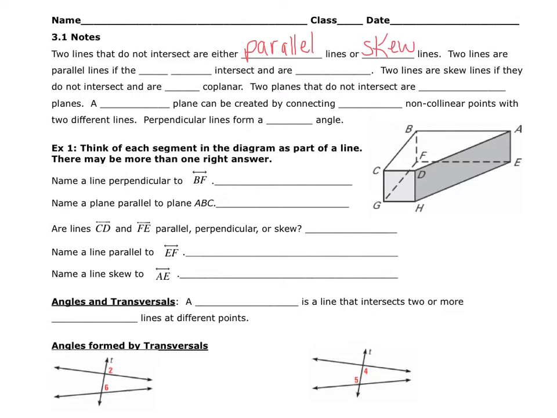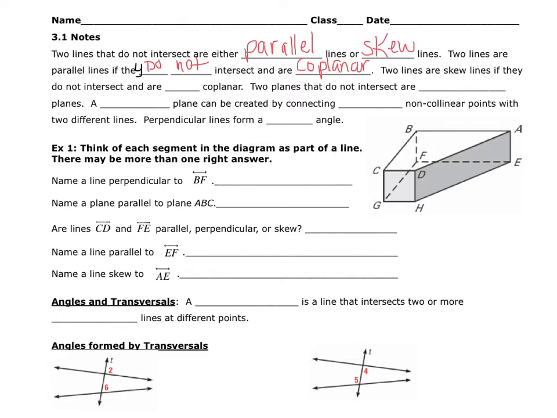Two lines are parallel lines if, and this should say they, if they do not intersect and are coplanar. So remember again, coplanar means on the same plane. So to be parallel, they cannot intersect and they have to be on the same plane.